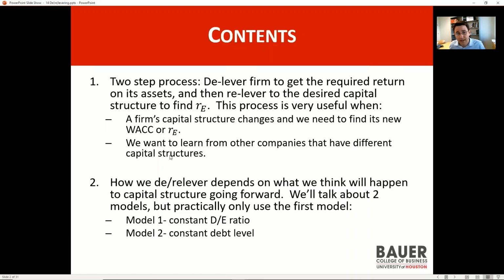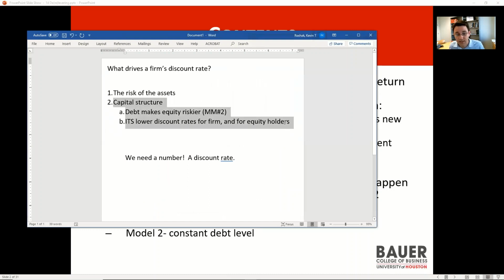The mechanics of this depend on our capital structure. So again, capital structure is very important for our discount rates. So we need to know what's going on with this into the future. If your capital structure, for example, stays constant over time, that's going to have one implication for your discount rate. If your capital structure, on the other hand, maybe has a constant level of debt, so instead of having a constant debt to equity ratio, maybe you have just $100 in debt and you just keep it at $100 forever, that's going to have different implications for how you relever your company.